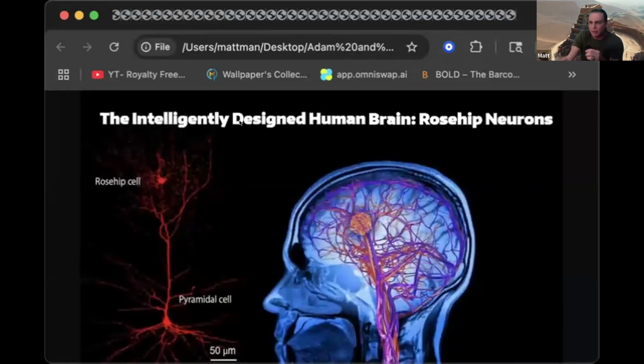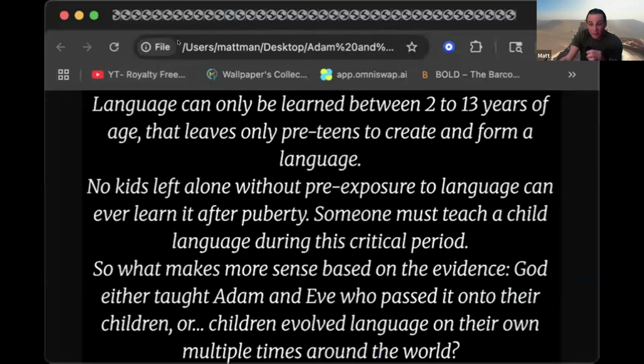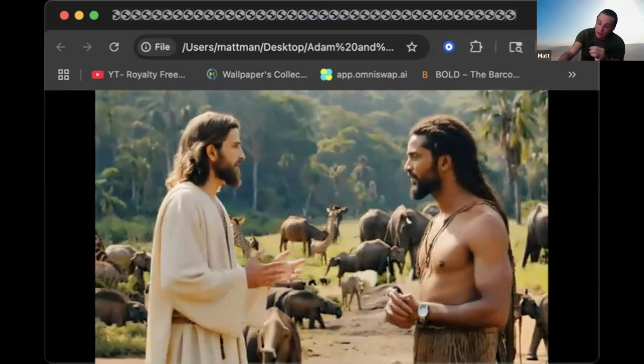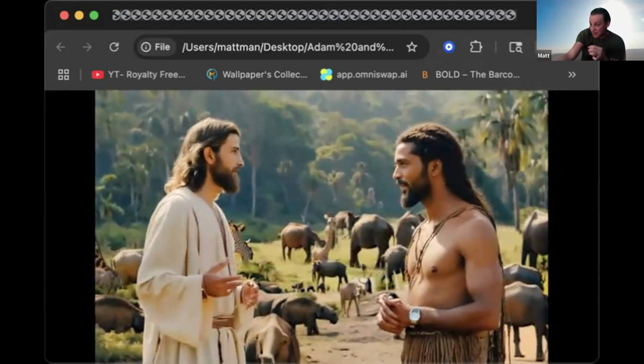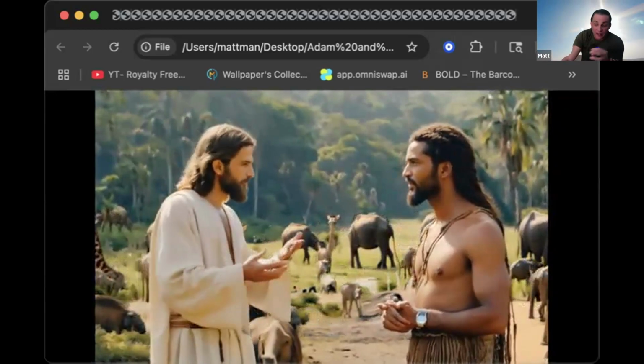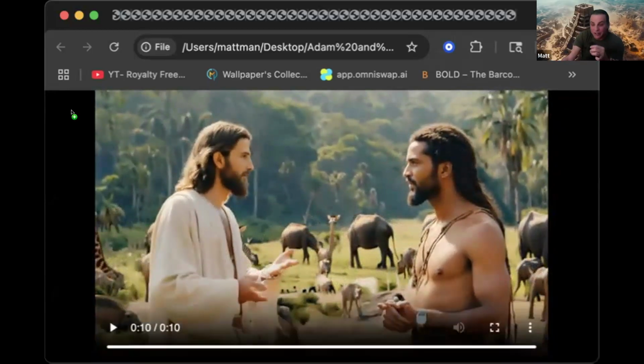And then we have rosehip neurons that only exist in the brain of human beings. Isn't that interesting? Helping us talk. So language can only be learned. I just went over that. So we have Adam teaching, Jesus teaching Adam how to speak and language. And that would make more sense than anything based on what we're going to get into next.